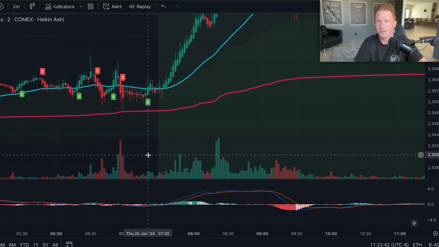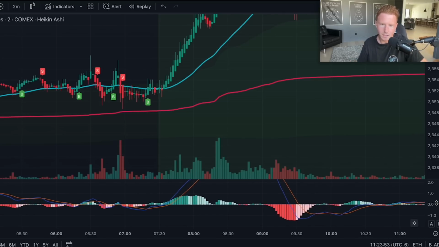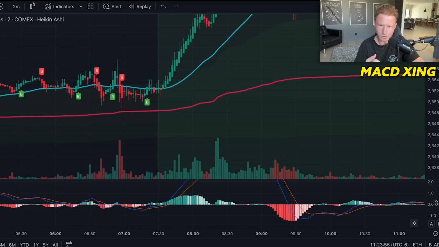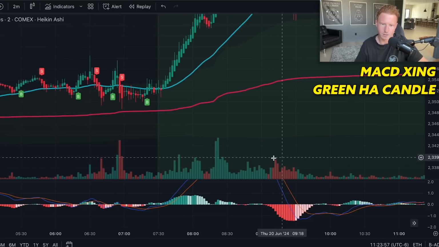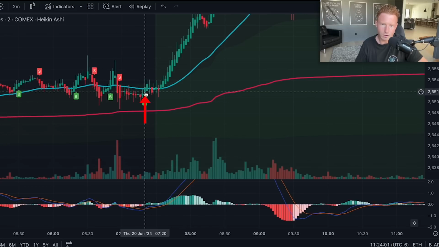And keep in mind, I did not have TradingView up. I did not have these signals up when I entered the trade. It just happened to be the same time, okay? So if we actually zoom into this MACD, like I said, I like to get in when the MACD crosses and we get a green Heikin-Ashi candle, okay? MACD just crossed, and this is also our first bullish looking Heikin-Ashi candle.